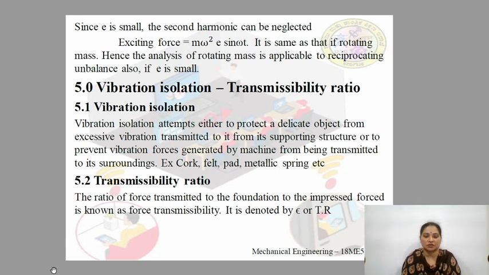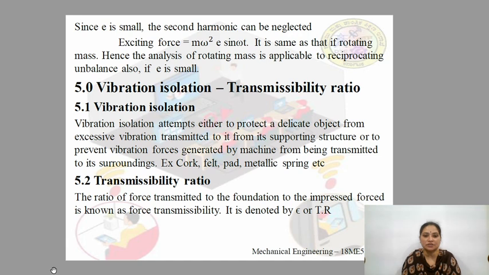Coming to vibration isolation. It attempts either to protect a delicate object from excessive vibration transmitted to it from its supporting structure, or to prevent vibration forces generated by the machine from being transmitted to its surroundings. So here vibration isolation acts as an isolator to absorb the vibrations produced in the structure or in the machine.